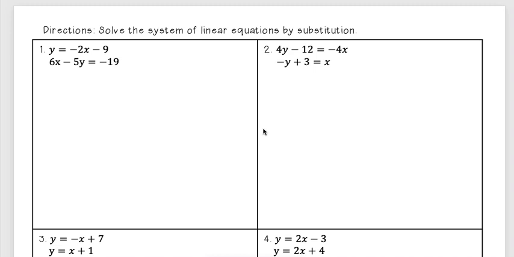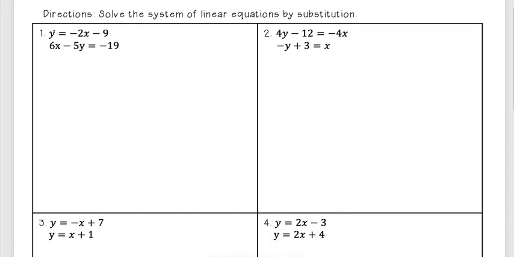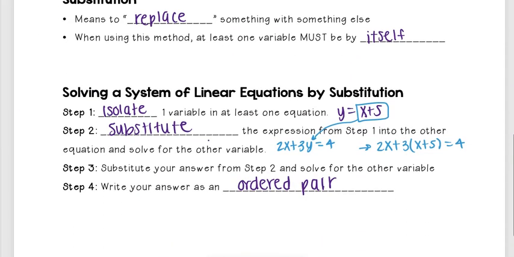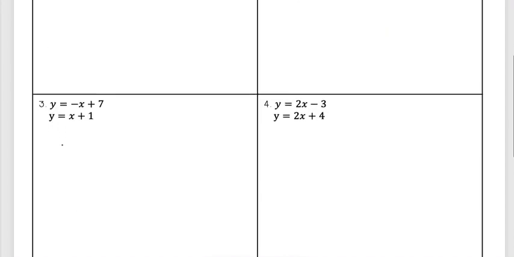So for this first set of examples, these are actually already going to be solved for x or y first, so we can skip that first step in that last video. So here we see that y is already by itself, it's isolated. And so my next step was to substitute the expression into the other equation.